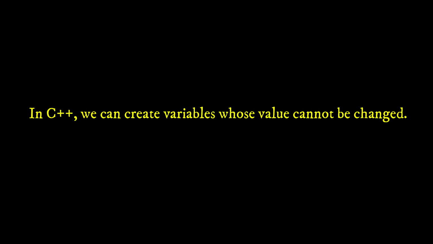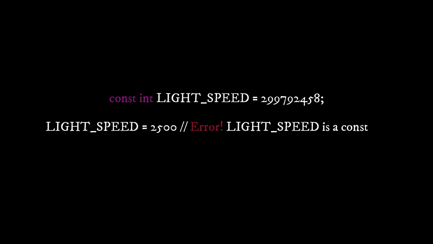In C++, we can create variables whose value cannot be changed. For that, we use the const keyword to create constants. In this example, we have used the keyword const to declare a constant named lightspeed. If we try to change the value of lightspeed, we will get an error because lightspeed is defined as a constant.